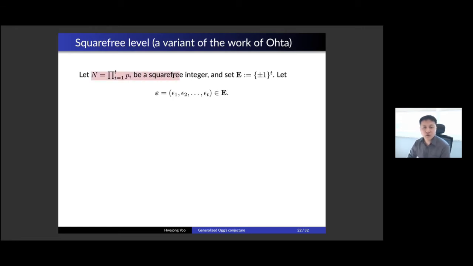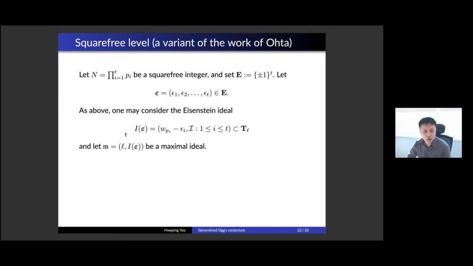And let n be a square-free integer, and so the number of prime factors is t. Let's set E to be the t-tuple of plus or minus 1, and let epsilon be an element of E. This epsilon is given for constructing this new Eisenstein ideal whose eigenvalues are specified. Then if you take the ideal generated by L and this ideal, you get a maximal ideal or the whole ideal.